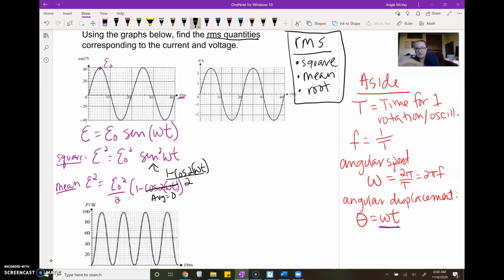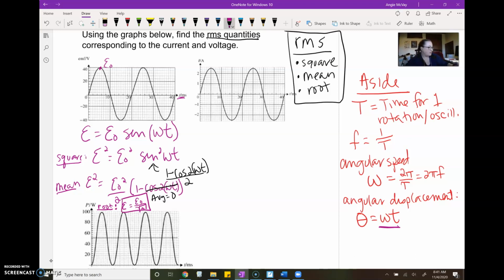And then finally, we're going to take the root. I'm running out of space here. Root. Okay, so we're taking the square root of E, taking the square root of E naught squared, and we get E naught. And then we take the square root of the 2 in the denominator, and get square root of 2.